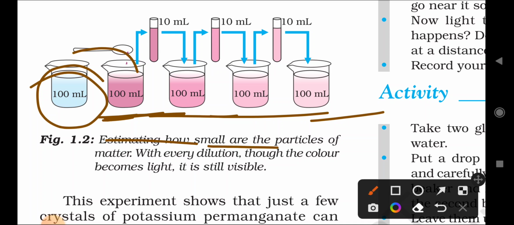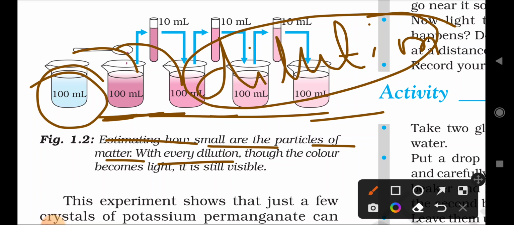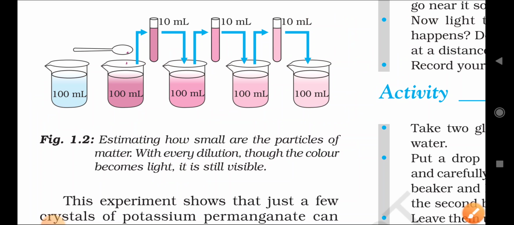Estimating how small the particles of matter are with every dilution. Dilution means mixing of water with any kind of substance. Any substance or solution that is mixed with water is termed dilution. That is the simple meaning: dilution is a mixing of water. Even as the color becomes lighter, it is still visible. As we add the water to it, it is still visible and showing the color.